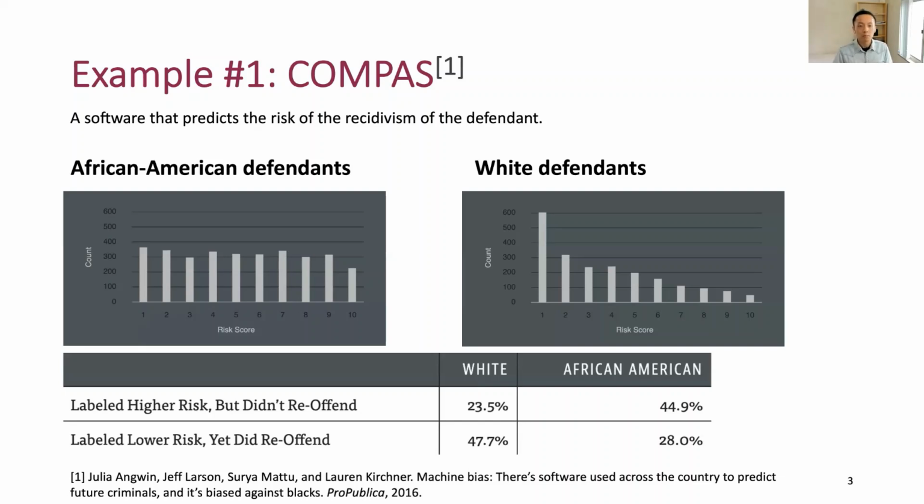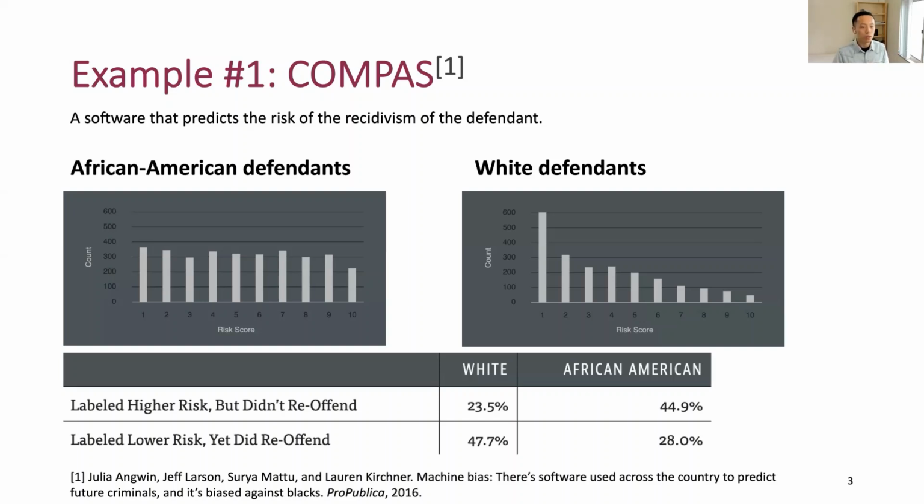Recidivism basically means whether or not this defendant will offend again during the time he or she is waiting for the trial. And here I show two charts and a table taken from the ProPublica report coming out in 2016. On the left-hand side, the x-axis is the risk score. The higher the risk score, the higher the possibility the software thinks the specific defendant will reoffend. The y-axis is a count of the defendants, and the x-axis is the corresponding risk score they have been assigned by the software.